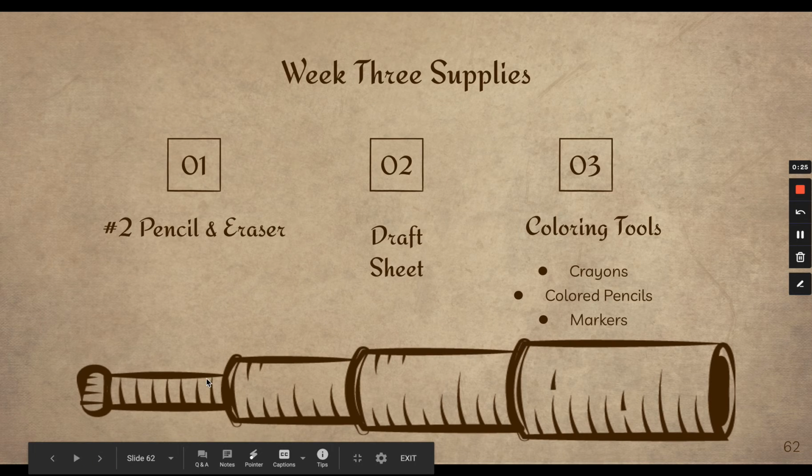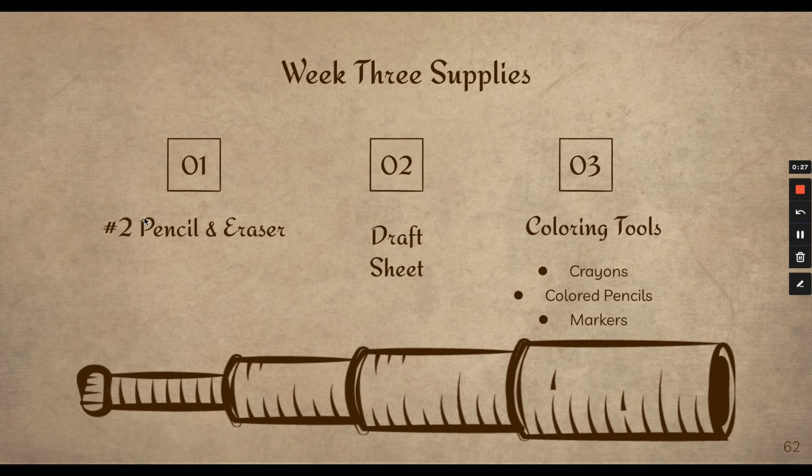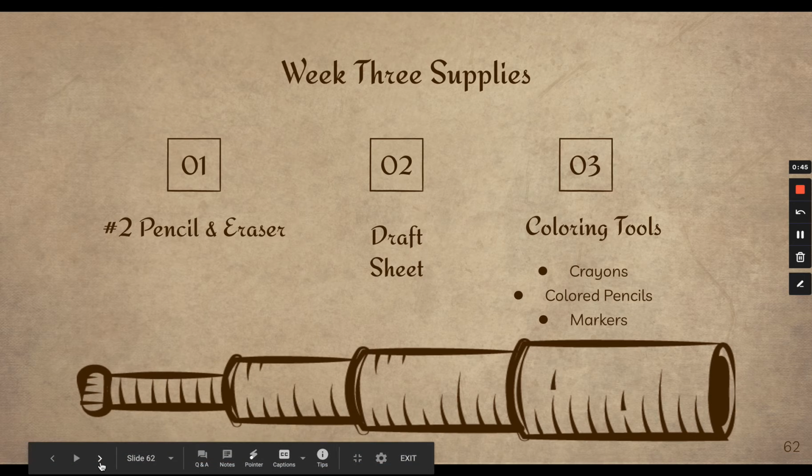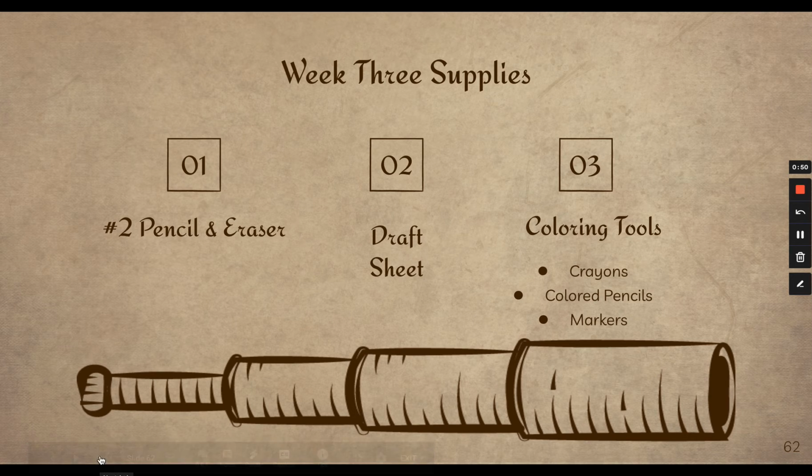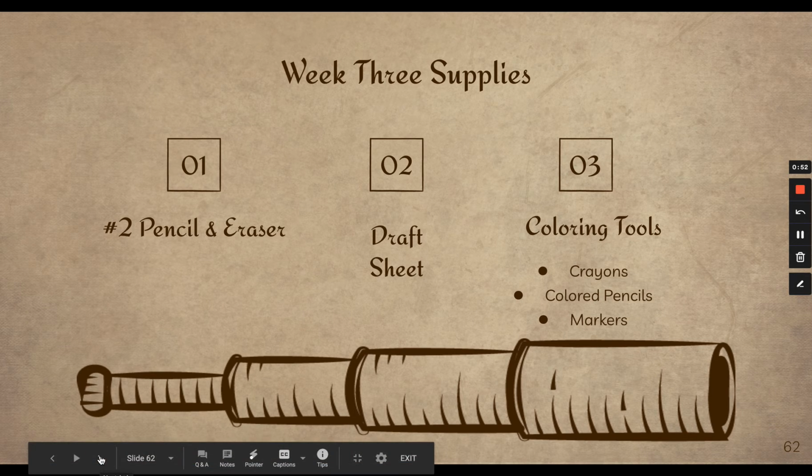This week's supplies are listed right here, so make sure you have a number 2 pencil and eraser, a Peter Pan Playbill draft sheet that's attached to the assignment in Google Classroom, and something to color with. Our final drafts, we will be using colored pencils, and I'm debating markers, so keep that in your brain while you are thinking about which coloring tools that you would like to use. You can also always, of course, if you have crayons, use those.